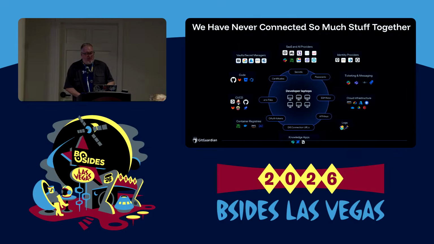We know that developers' machines are full of things because we've never built this much stuff. We've never tied this much stuff together. And the developer laptop sits in the middle with the keys to everything on it. And all the attackers know this. So it's not just the entryway into the supply chain, it's the target of the supply chain. It's eating itself in the most horrifying way.